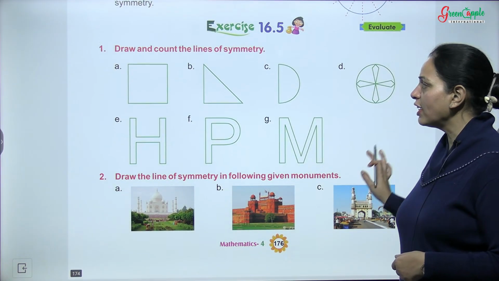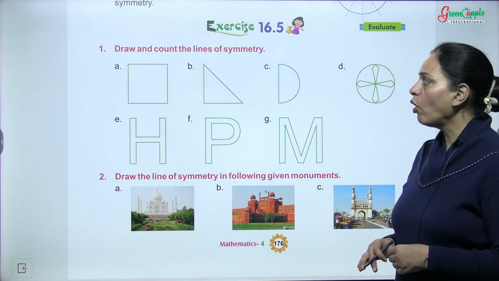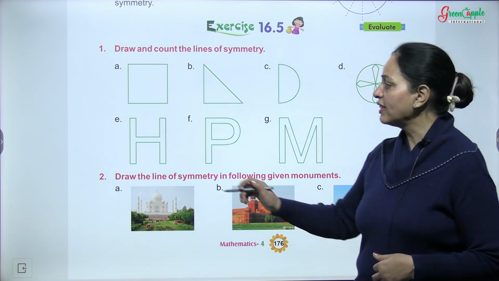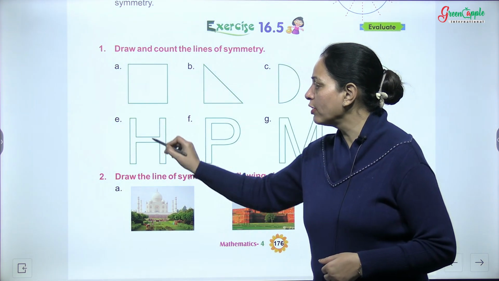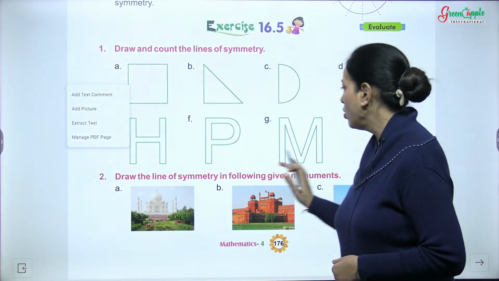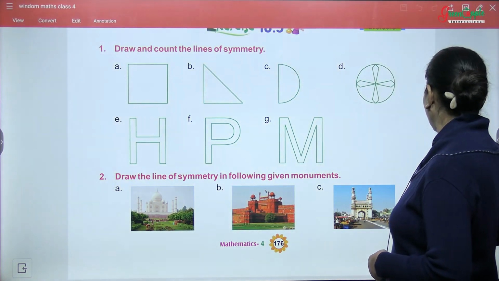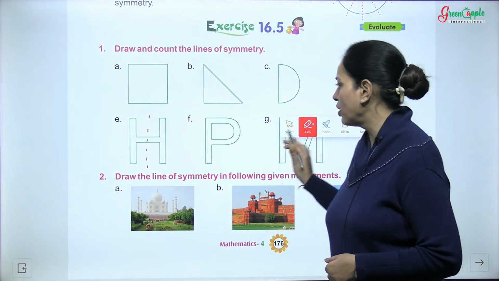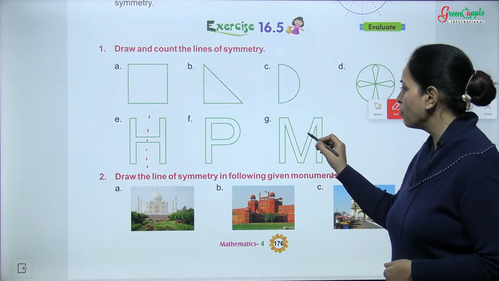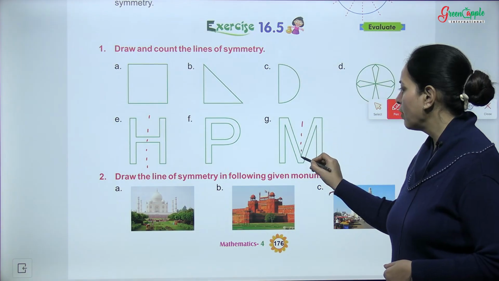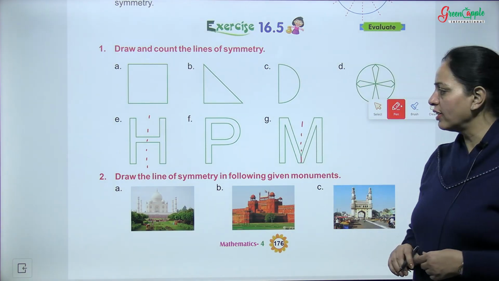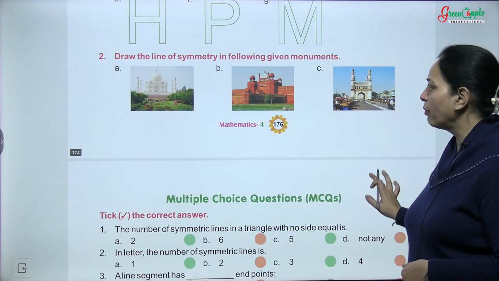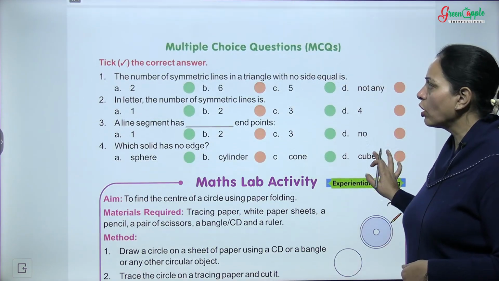So exercise 16.5, the first, draw and count the lines of symmetry. You can try this, like this E, H alphabet. So we can draw 1 line of symmetry over here. So this has 1 line of symmetry. P has no line of symmetry. This letter has 1 line of symmetry like this. We can try. The second one, draw the lines of symmetry in these given monuments. You can do it. Now come to MCQ.